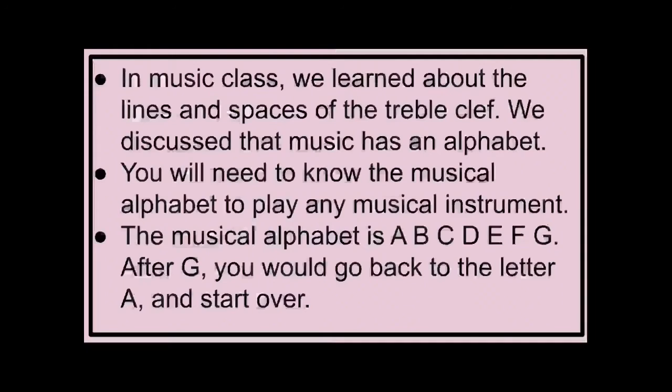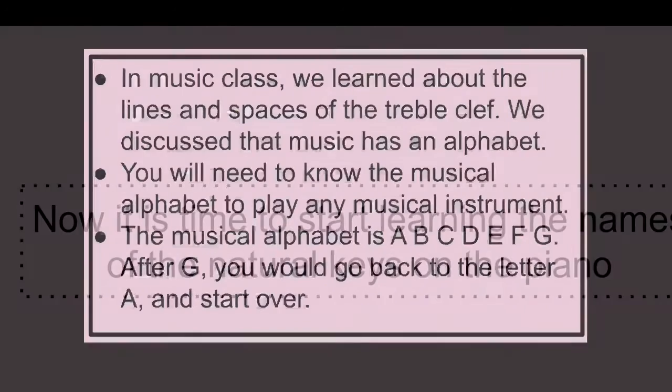And after G, you would go back to the letter A and start over. So it's a continual cycle. A, B, C, D, E, F, G, A, B, C, D, E, F, G. In our musical alphabet, we do not use any H, I, J, K, L, M, N, O, P, no Q, R, S, T, U, V, and no W, X, Y, or Z. So that's just a little review of our music alphabet.